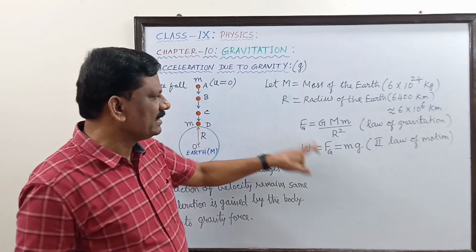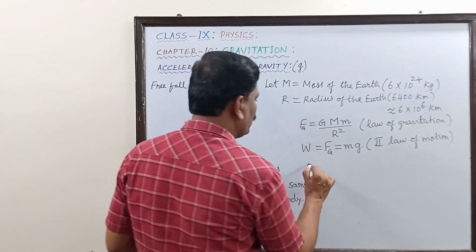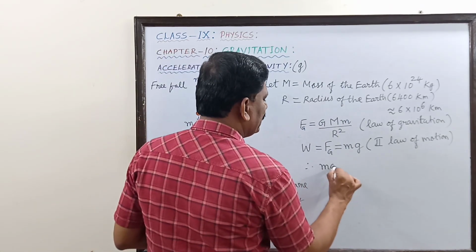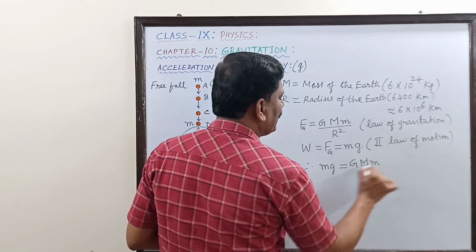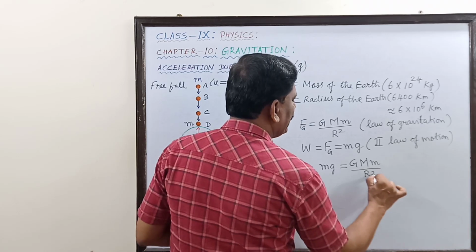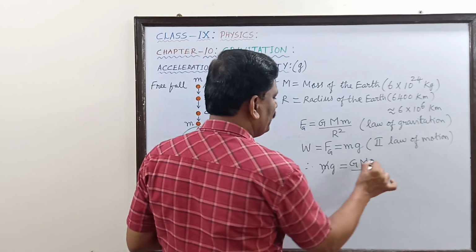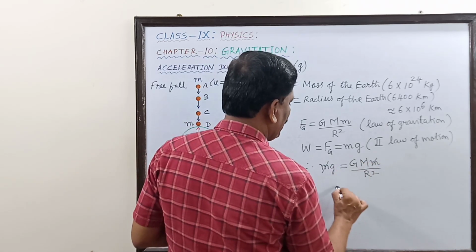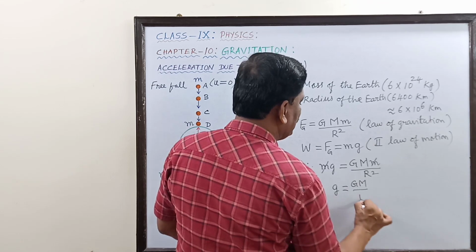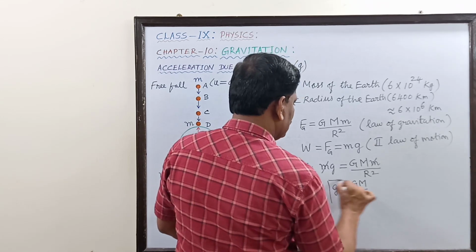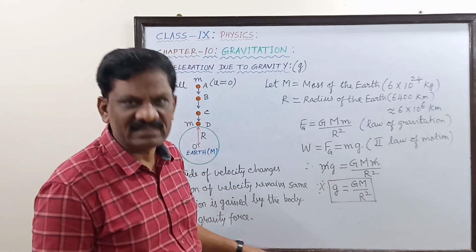So the left hand sides of these two equations are one and the same. Therefore I can equate mg is equal to capital G into mass of earth into mass of the body divided by radius square. Okay. So cancelling the mass m on both sides, I can write small g equal to capital G into mass of the earth divided by R square. So this relation is very, very important for us.